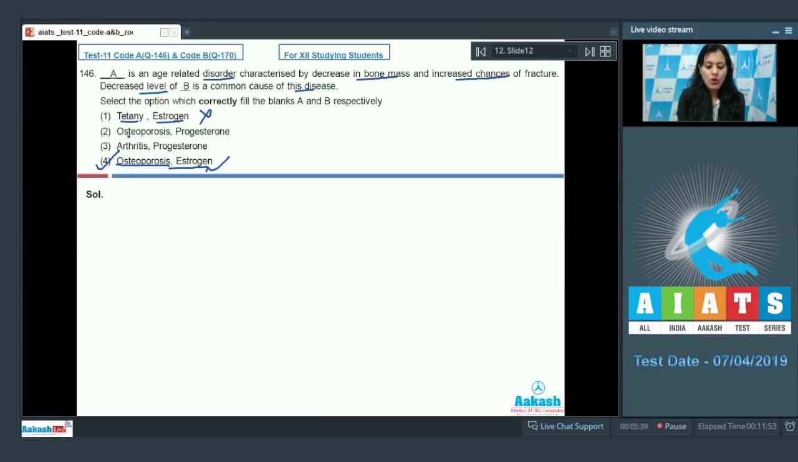The next option given is osteoporosis and progesterone, and this is an incorrect option because it is decreased level of estrogen and not progesterone that is the common cause of this disease. The next option given is arthritis and progesterone, and this is an incorrect option because arthritis is the inflammation of joint, and it is the decrease in level of estrogen and not progesterone which is a common cause of osteoporosis. So the correct answer to this question is option number 4. Let's discuss our next question.